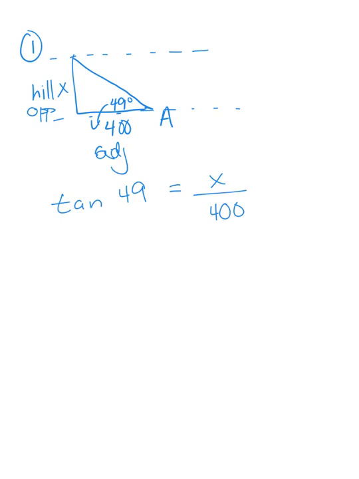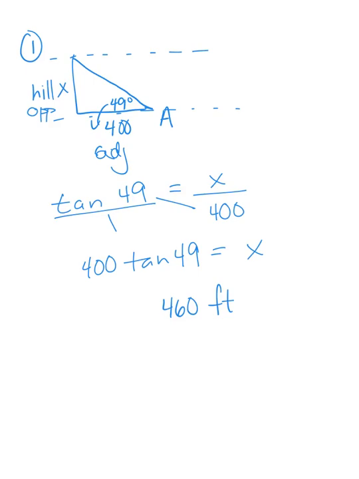When the x is on top and you're cross multiplying, you're just going to multiply. So you type it in your calculator like this. It would be 460. This is basically what we were doing yesterday, right? It's very similar to what we did yesterday. X equals 460 feet. Is that what everybody else got?